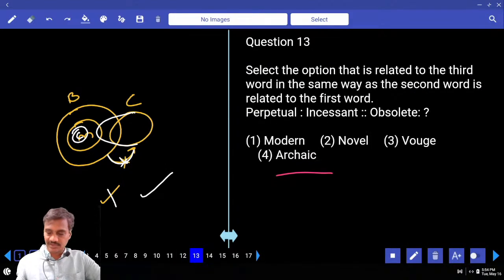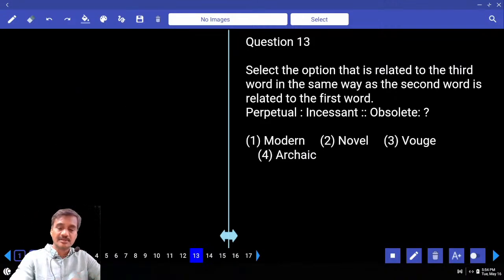The next one, the 13th one. Now in this question number 13, perpetual and incessant.